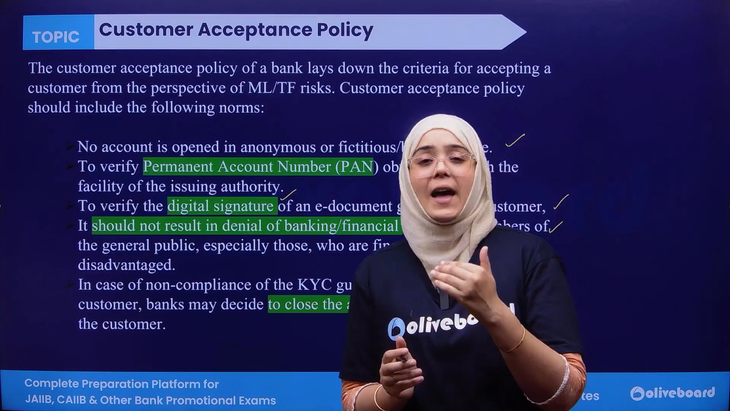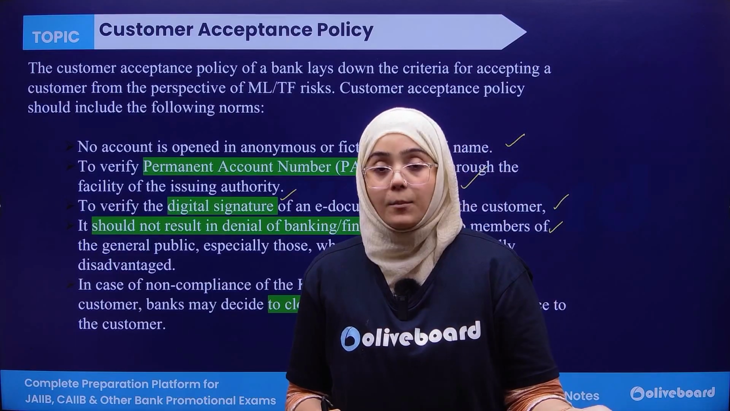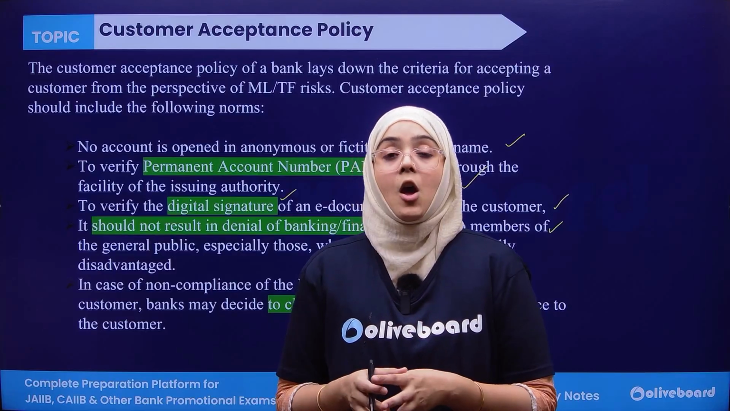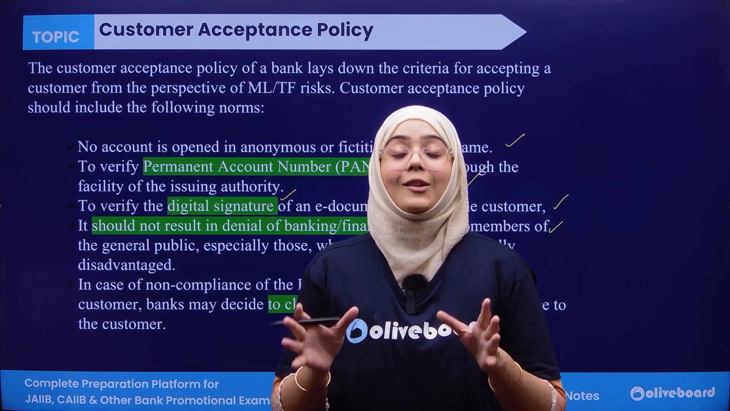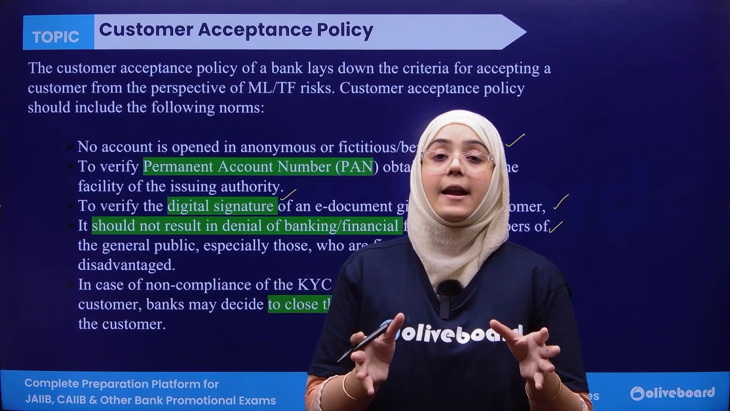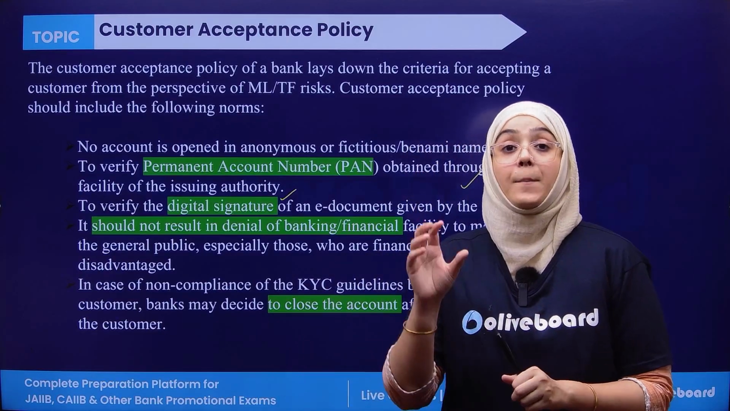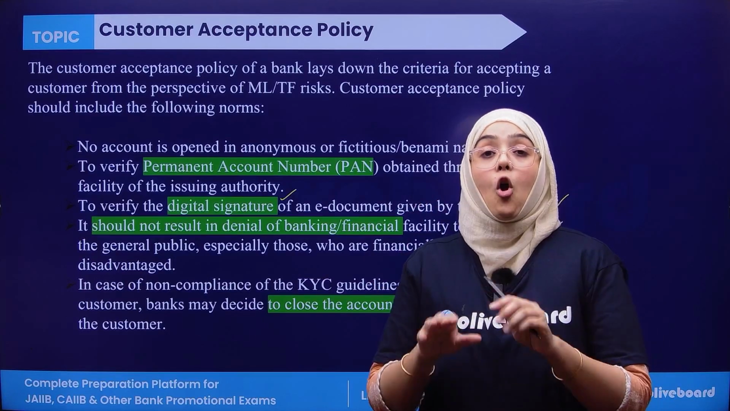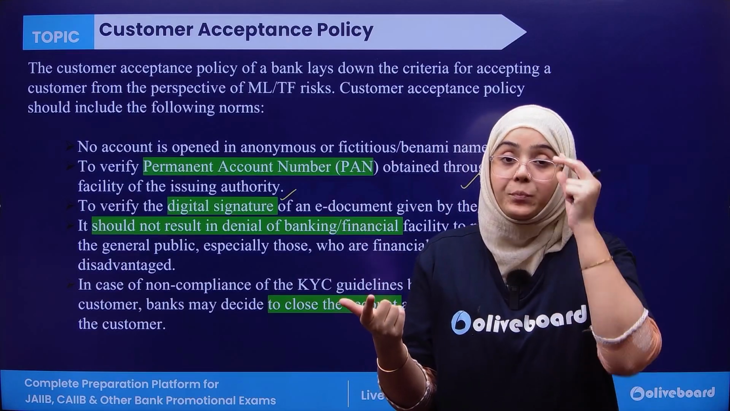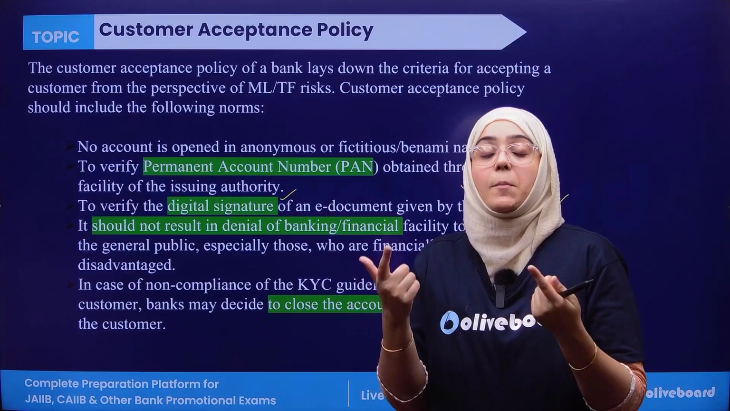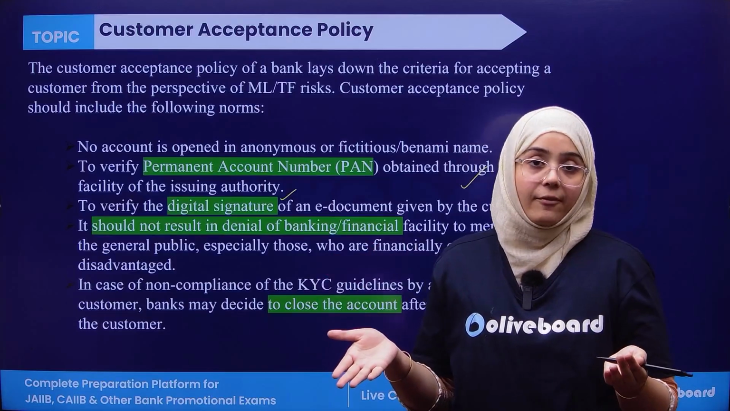Next, it should not result in the denial of any banking or financial services. It means that if you are presenting your PAN, and you belong to a low income group or a very low income group, or a socially or economically backward background, it should not result in the denial of any banking or financial services from the bank to you. It is a compulsory condition that the bank should give all types of financial services and banking services to the customer, even if the customer belongs to a lower income group or no income group, or below the poverty line, or marginally above the poverty line.